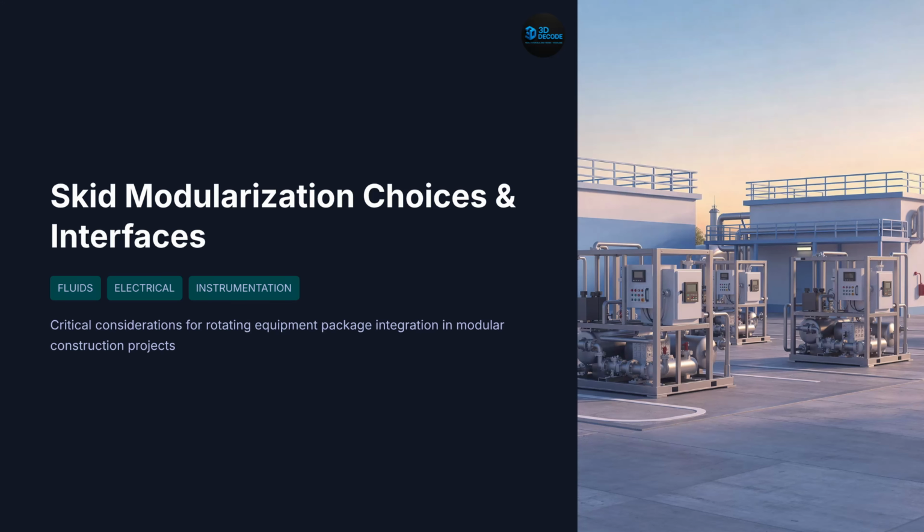A compressor package is perfectly designed, fully tested, and shipped to site. But during installation, piping doesn't match, cables cannot be connected, and commissioning gets delayed. Why does this happen? Not because of design failure, but because of poor interface management. In this video, I will explain skid modularization and interfaces in a way every package engineer must understand.